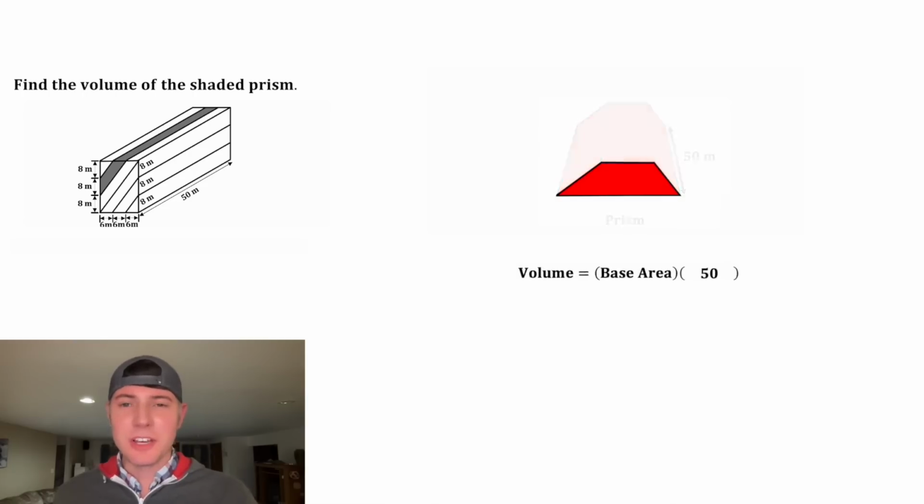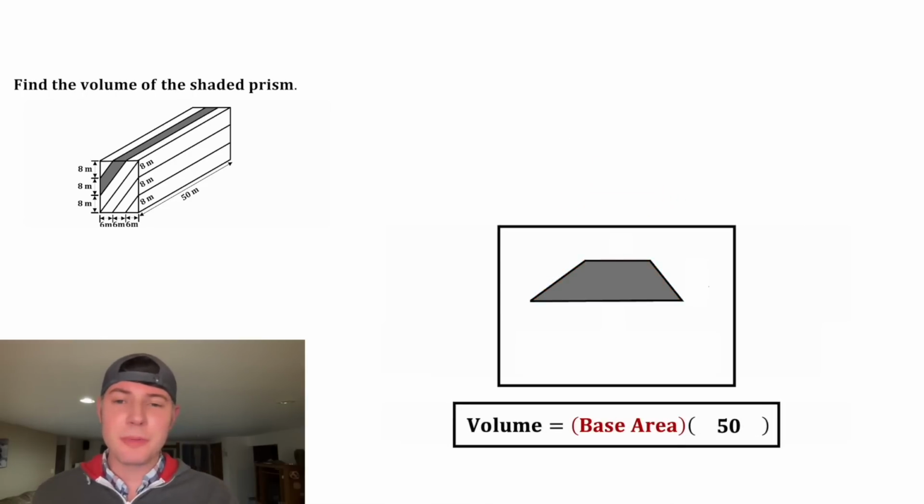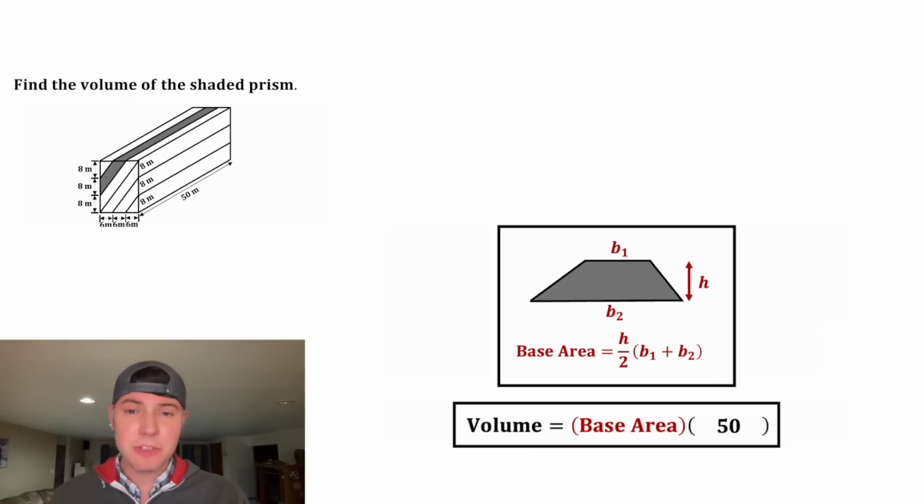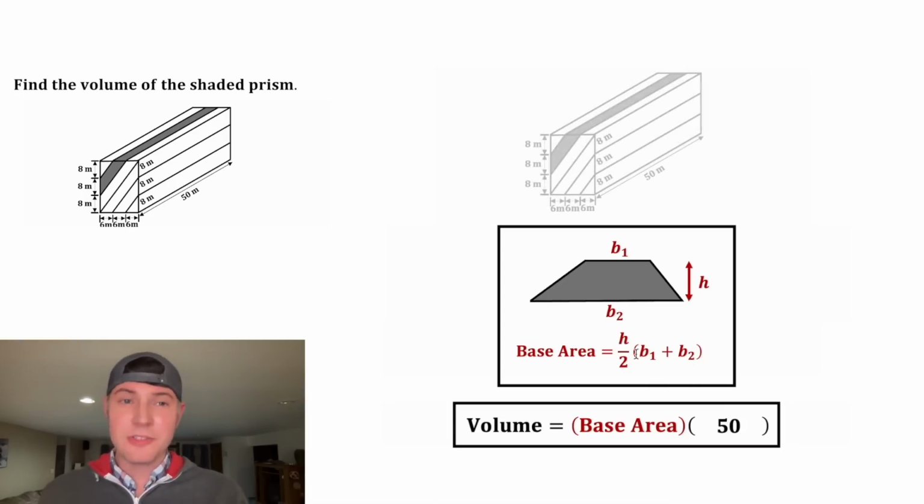And next, let's focus on this base area. This is a trapezoid. We'll call this the height. We'll call this base 1 and this base 2. So the area of the base, or the area of a trapezoid, is equal to the height divided by 2 times the quantity of the bases added together. Or in other words, h over 2 times b1 plus b2. So let's find these things.